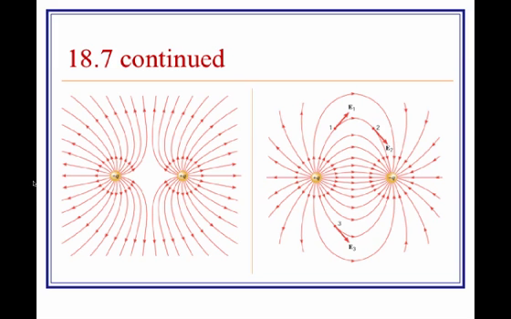Now, keep in mind, the field lines are always based on a positive test charge. So you go away from a positive charge and towards a negative charge.